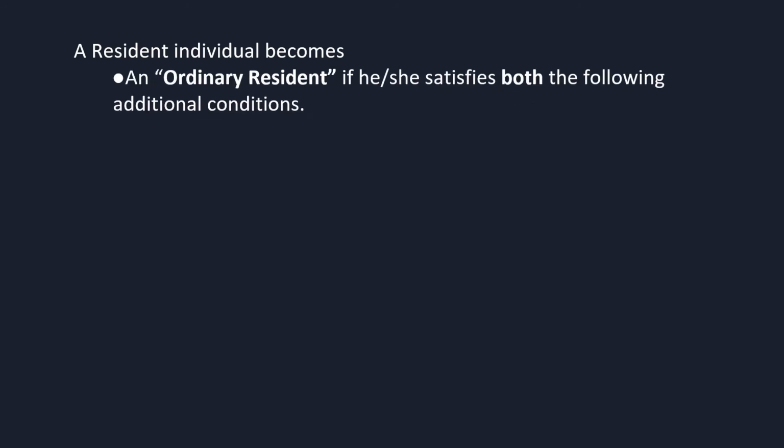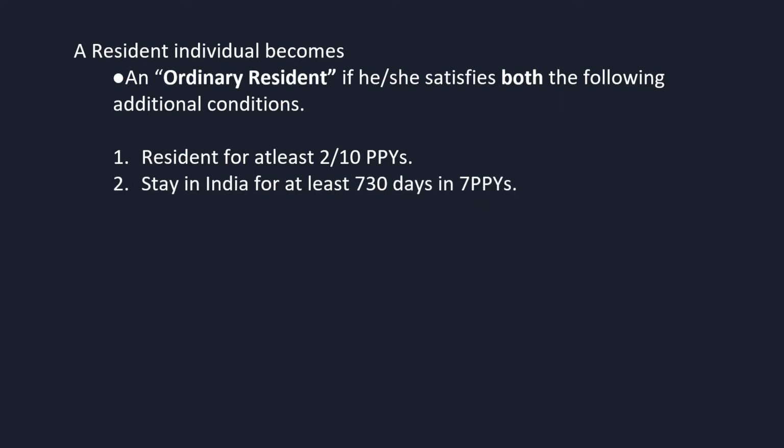A resident individual becomes an ordinary resident if he satisfies both the following additional conditions. The first additional condition being resident for at least 2 out of 10 preceding previous years. Second additional condition, stay in India for at least 730 days in 7 years preceding the previous year.